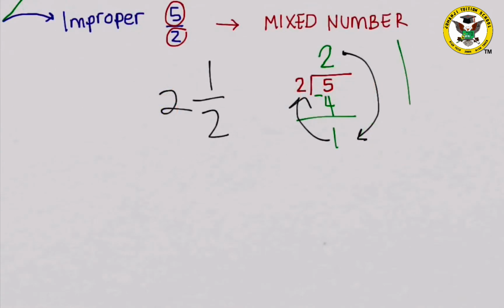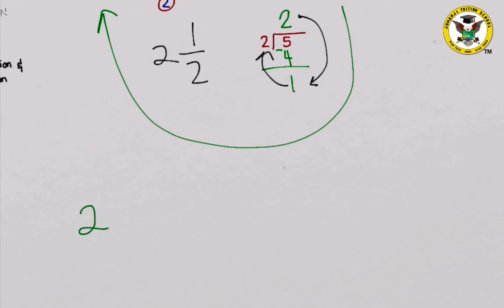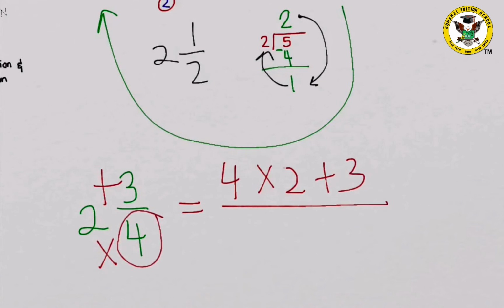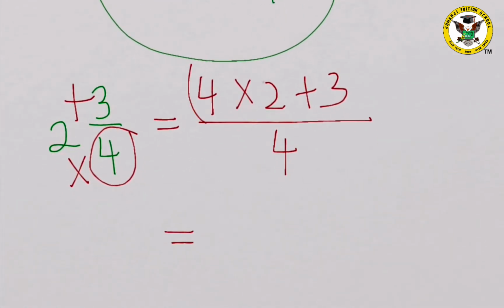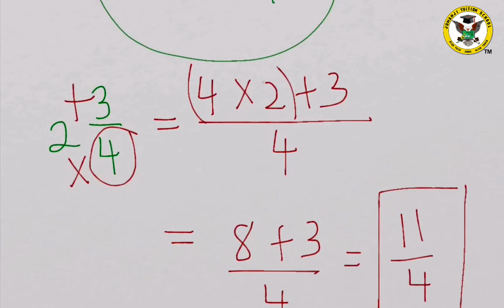We can also change mixed number back to improper. So for example, 2, 3 over 4. What we should do is multiply the numbers below and add the numbers above. So the working: 4 times 2 plus 3 over the denominator, which is 4. This gives you 8 plus 3 over 4, which is 11 over 4. So this is the improper fraction.